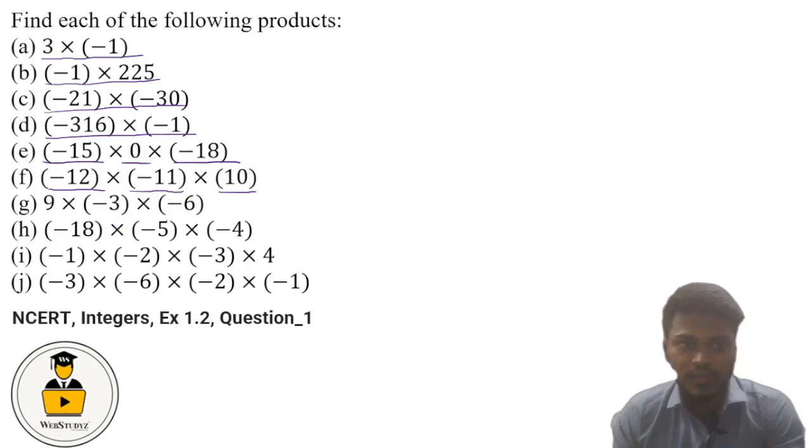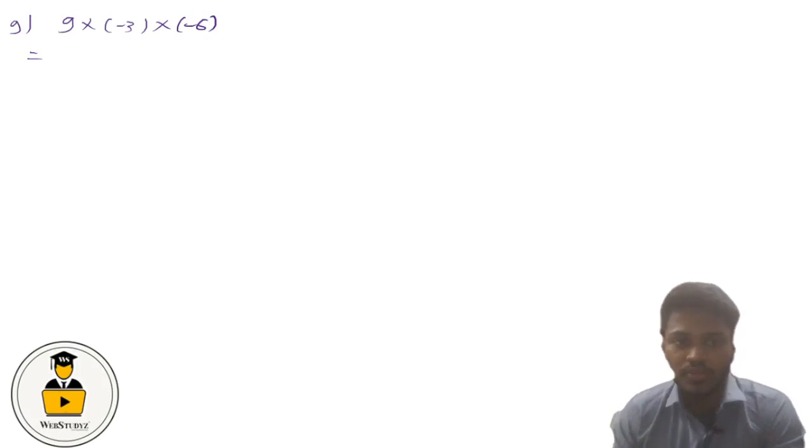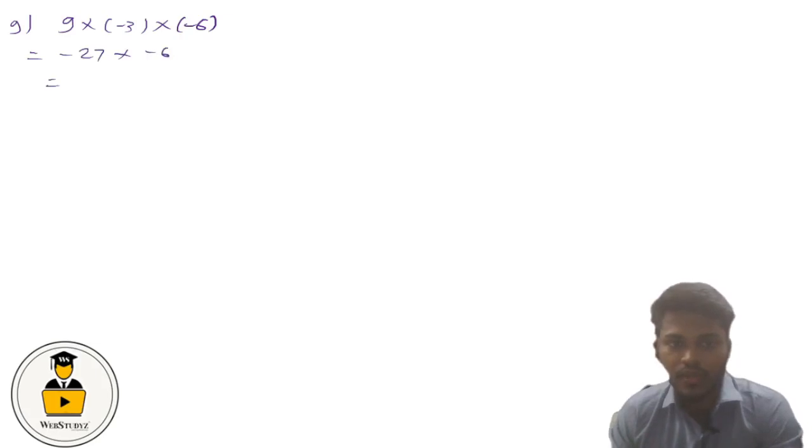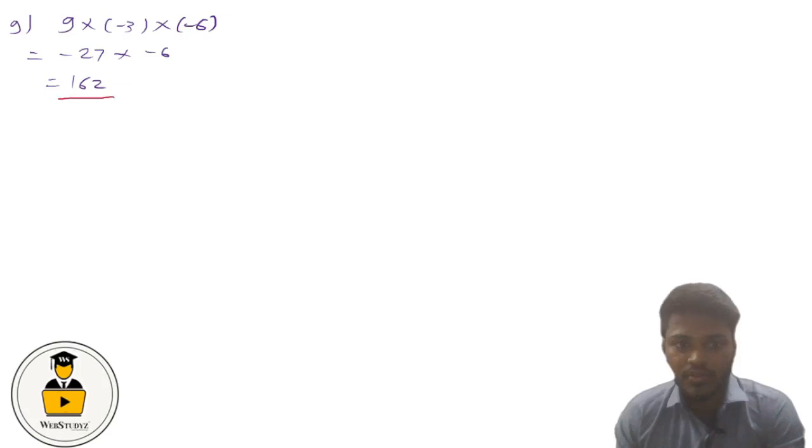Now let us consider the next example. So it is 9 into minus 3 into minus 6. Here also let us first consider the product of two numbers. So we have a positive and a negative integer. So the product will be a negative integer. And 9 into 3 is 27 into minus 6. Now we have two negative integers. So the product will be a positive integer. And 27 into 6 is 162. So therefore the product of the numbers comes out to be 162.